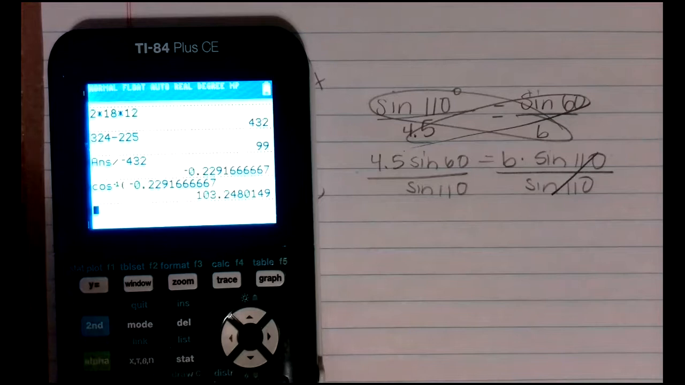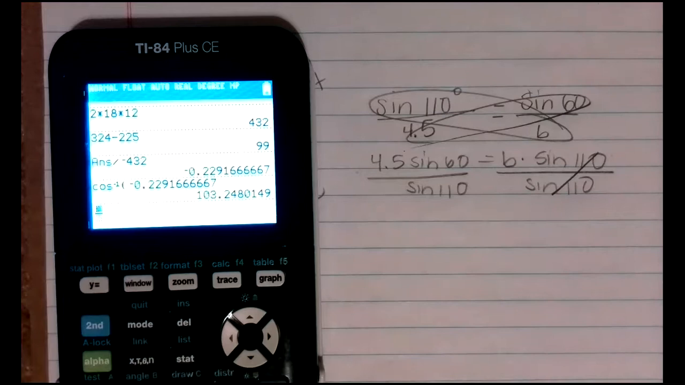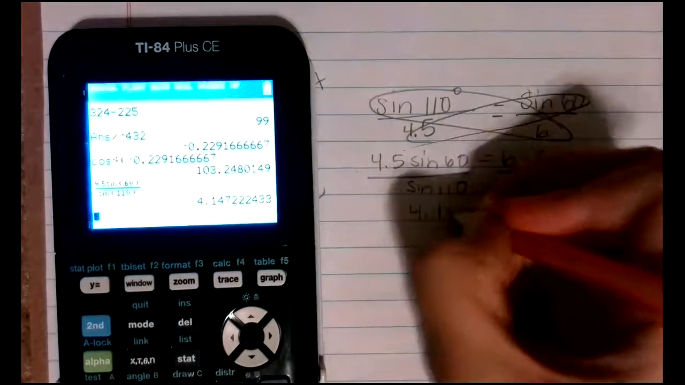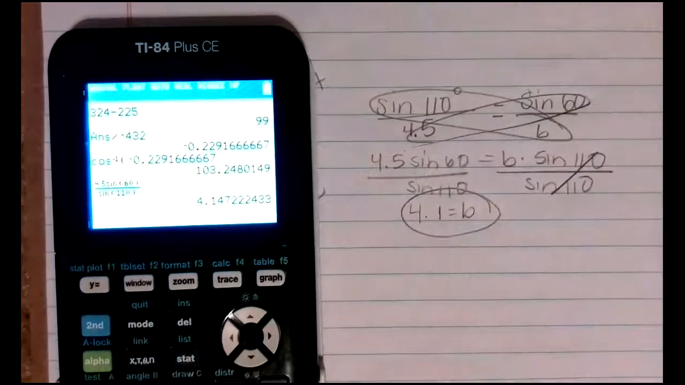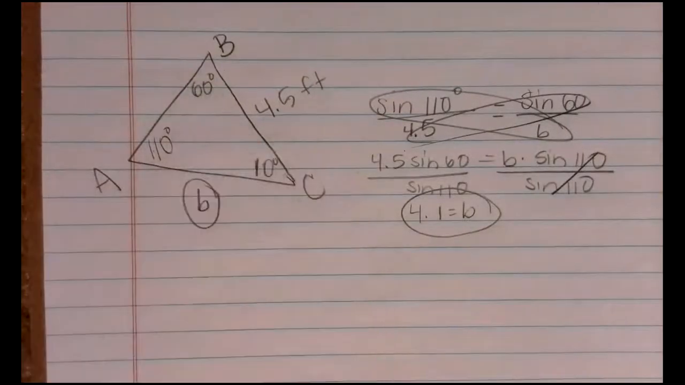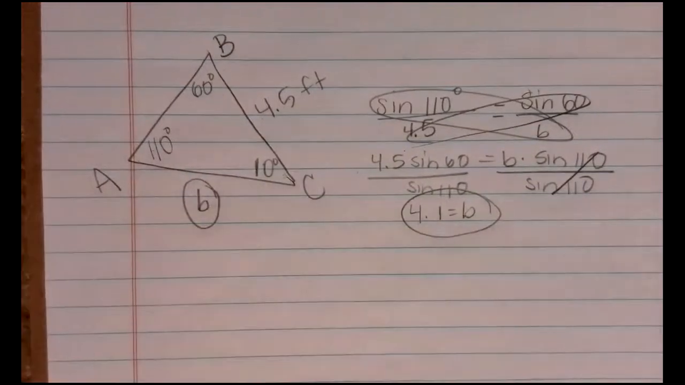All right, and then I'm gonna do alpha y equals, to get the fraction to come up, and do 4.5 sine of 60 on the top and sine of 110 on the bottom. Okay, and that 4.14, that is side B. Okay. Now you could plug in side B here, and then we could solve for side C. They just didn't ask me to. They only wanted to know side B. So I answered their question.